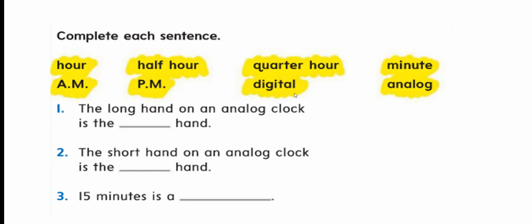The first sentence says, the long hand on an analog clock is the... What is it, guys? What is the long hand? Great, it is the minute hand. What about the short hand? The short hand on an analog clock is the hour hand. The short hand is the hour hand.